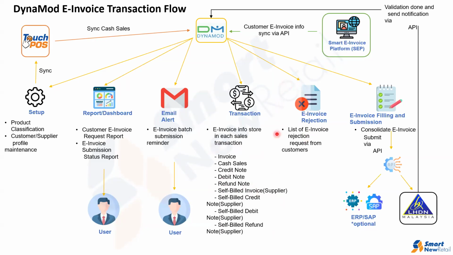Okay, so the list of rejections. Your customer can reject the invoice if they decide to, like if they deny the information that you provided. But actually, when they submit, they should have reviewed the information themselves. This should be a rare case. They will reject it, but just in case they reject, we have a place to view what documents have been rejected. Okay, invoice filing and submission. Consolidated, this is for the consolidated invoice.